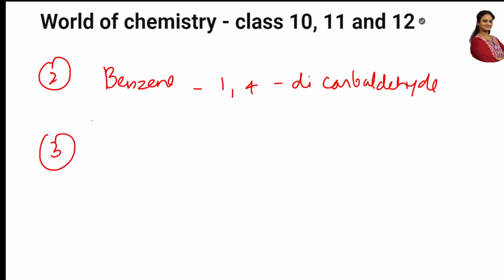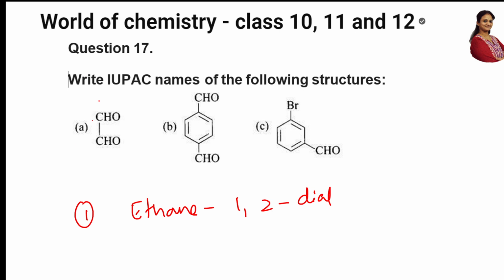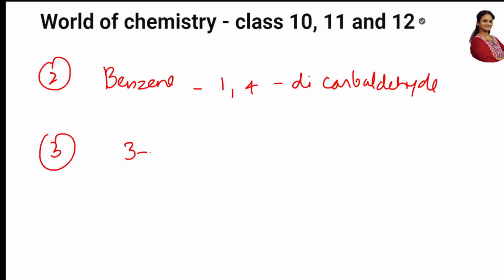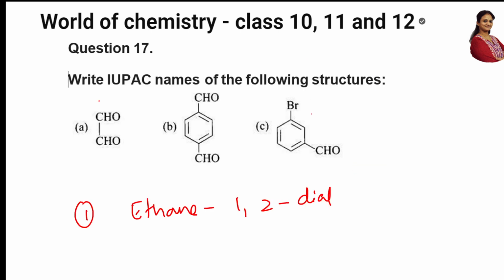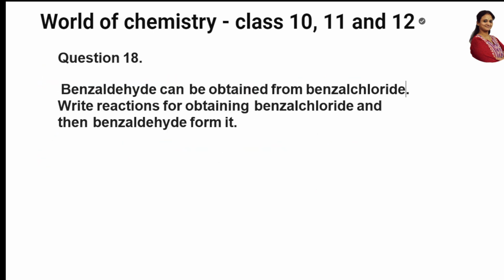Third one, it is 3-bromo. Okay. So it is 3-bromobenzal. Here 3-bromo: 1, 2, 3, 4, 5. 3-bromobenzal. Correct, students? Yes. So we'll do 2 more questions and I'll be sending the next video, students.